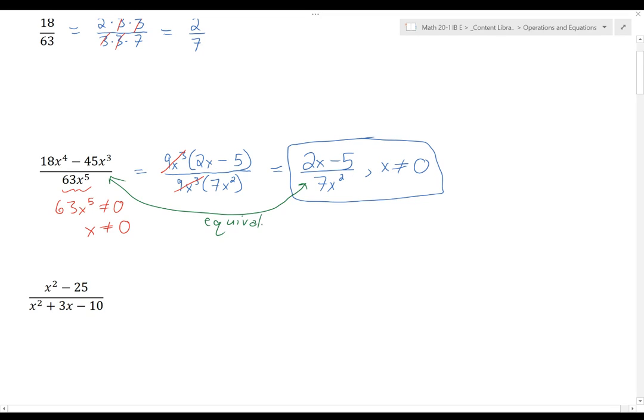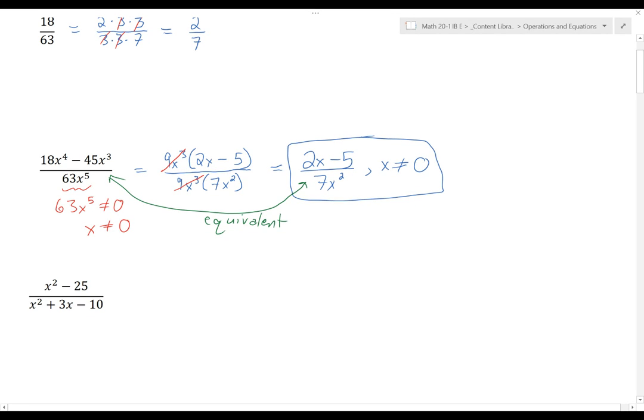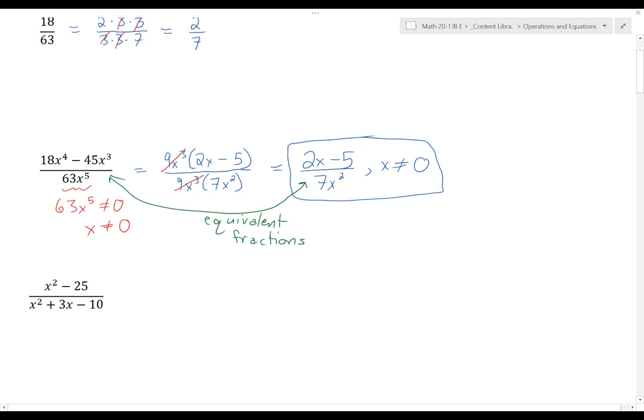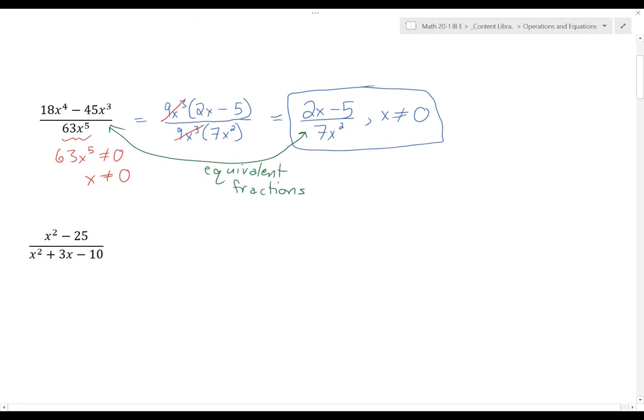And in this case, they both do have the same restriction. That won't always be the case. In fact, we'll see in this next example that it isn't always the case. So one more where we simplify before we move on to multiplying and dividing.